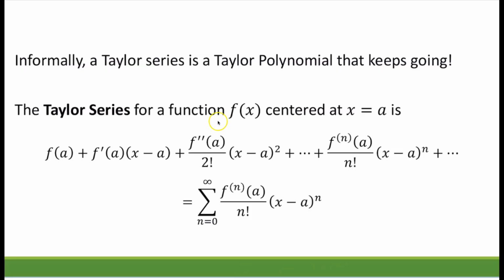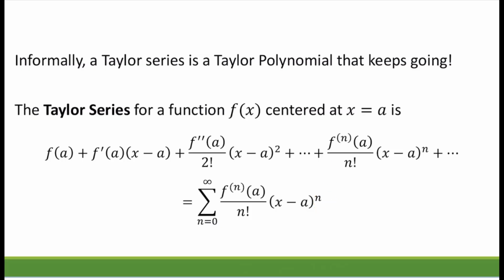So the Taylor series for a function f of x centered at x equals a is given by f of a plus f prime of a times x minus a plus f double prime of a over 2 factorial x minus a squared. Here's the nth term. So the nth derivative of f at a over n factorial x minus a to the n. The real difference here is that, again, it goes on forever. So we can write it using summation notation that the infinite series goes on forever, that the coefficients can be found with that nth derivative of f at a over n factorial, and then we have the quantity x minus a to the n.